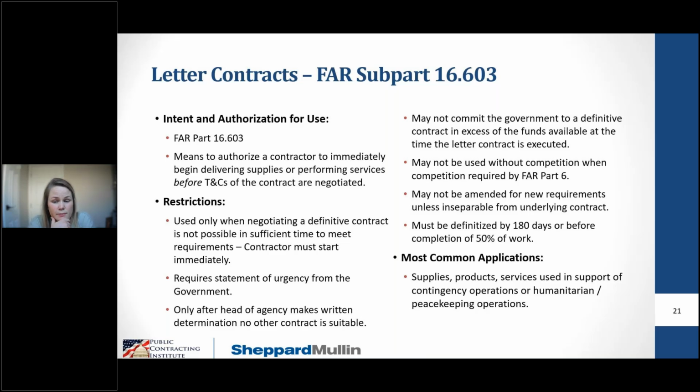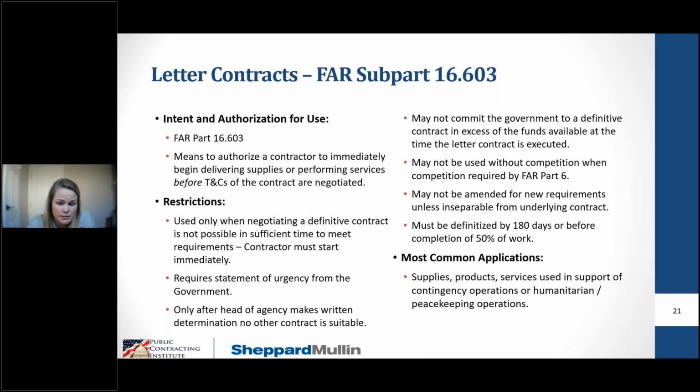Letter contracts are meant to be used sparingly, really when, again, there's some urgency and the government needs the contractor to start right away, so there's no time to really fully negotiate the terms of the contract. We actually saw a rise in the use of letter contracts during the early COVID days, particularly among DoD agencies, where agencies needed contractors to start performing immediately before they could do full negotiations.